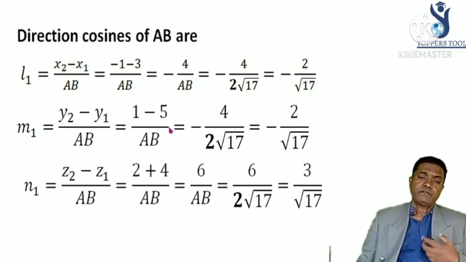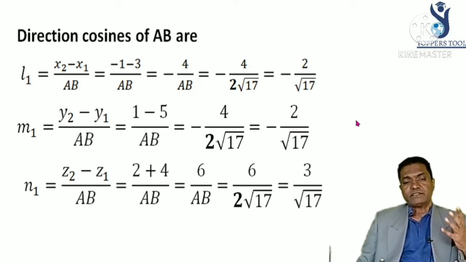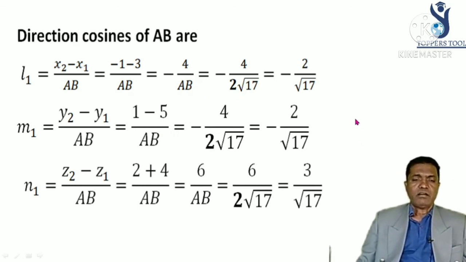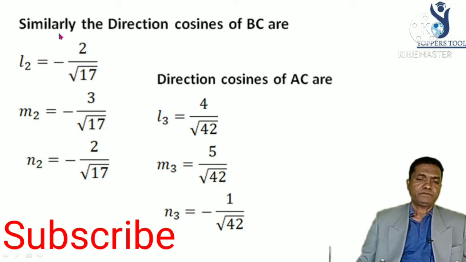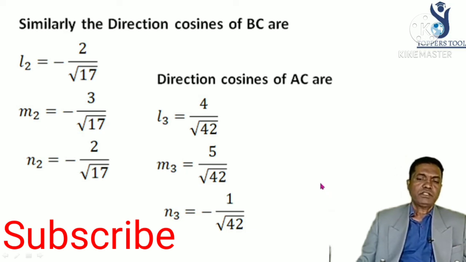So in this way you can find direction cosines of AB. Similarly, you can find the direction cosines of BC and AC. Take it as a self exercise and the answer is provided here. Direction cosines of BC are these and direction cosines of AC are these. Better you pause the video and make your own notes.